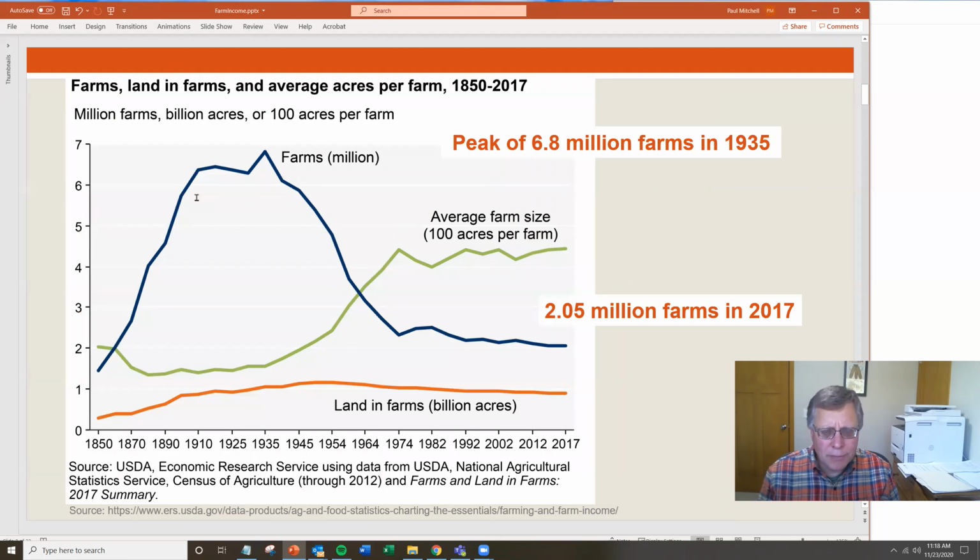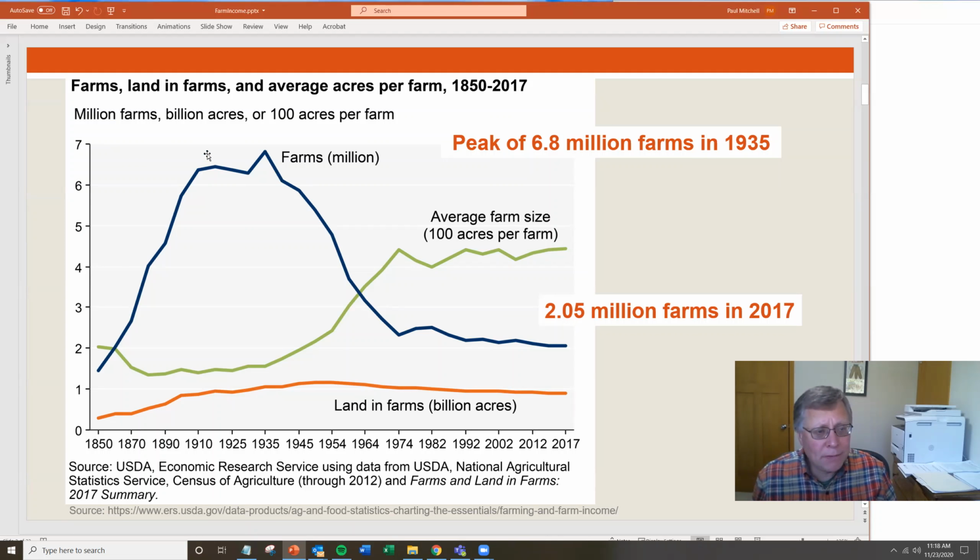These data are from the USDA. They go from 1850 all the way up to 2017, and I'm going to focus on the blue line, the number of farmers. The number of farms kept increasing for several years because we were settling the West. This is still the frontier days. In several states, and even the Midwest, new farms were appearing and developing as we were establishing farms across many of these states.